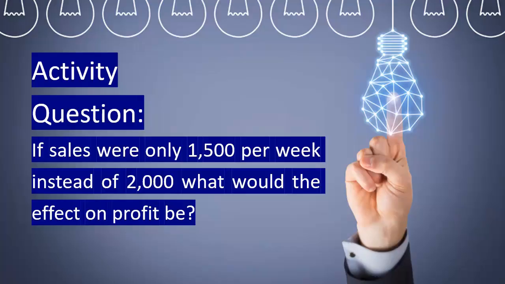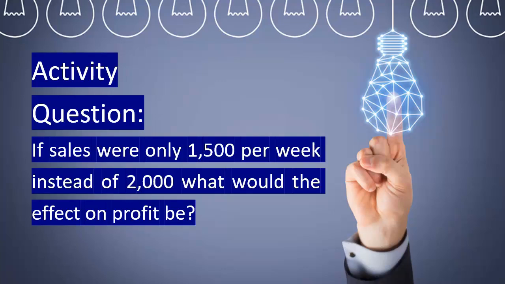So here's an activity. Remember, we're looking at what happens if the performance is not as good as we thought. So if the sales were only 1,500 per week instead of 2,000, what would the effect on profit be? So like last time, you might need to pause the video here. I'm going to go ahead with the answer.